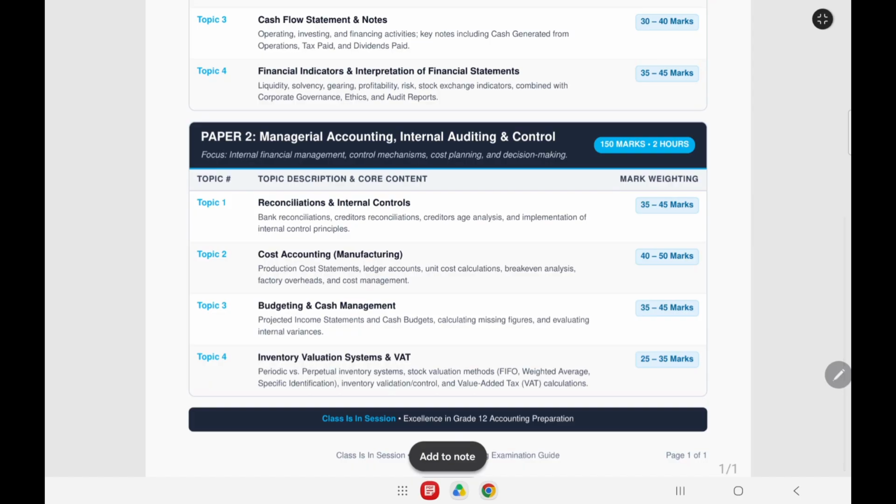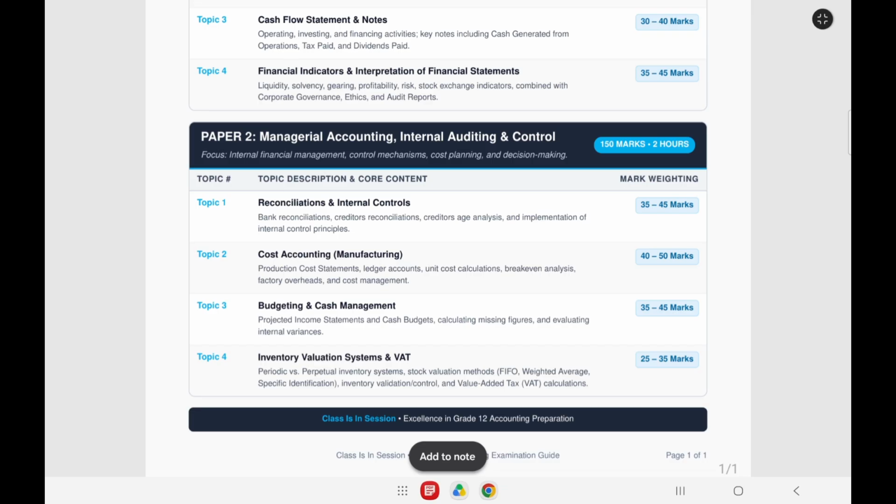Paper 2 covers internal financial management, control mechanisms, cost planning, and decision making. It's also worth 150 marks, and you have to write it in 2 hours. For the first topic, we have reconciliations and internal controls, which is usually question 1. It's worth 35 to 45 marks, where you have your bank reconciliations, creditors reconciliations, creditors age analysis, and the implementation of internal control principles.